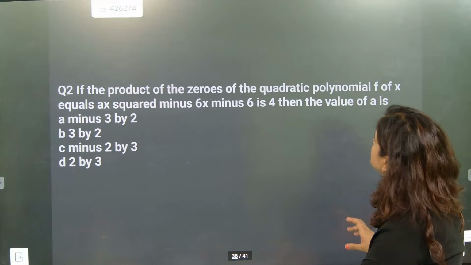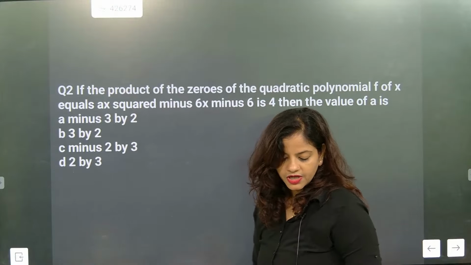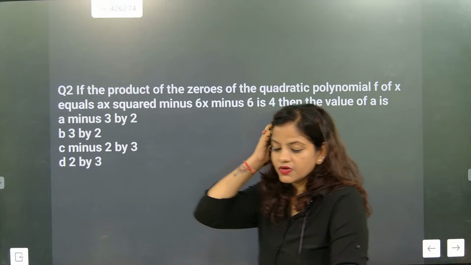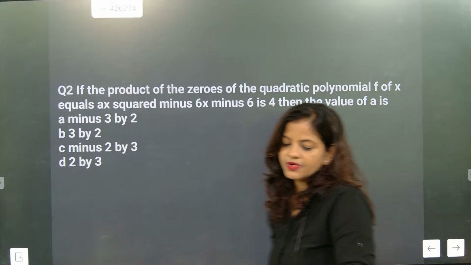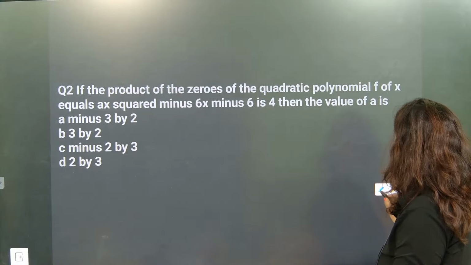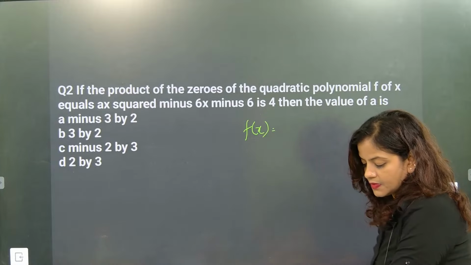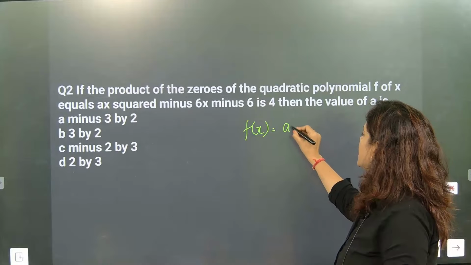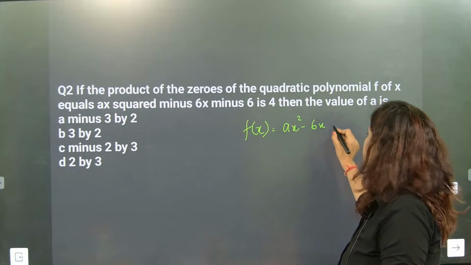If the product of zeros of quadratic polynomial of x, I am giving you the questions because the typing work has not been done well. So write down this question. I'll be changing the question, a little bit of change I am doing. Question is coming as, now look here, f of x is equal to ax square minus 6x minus 6.